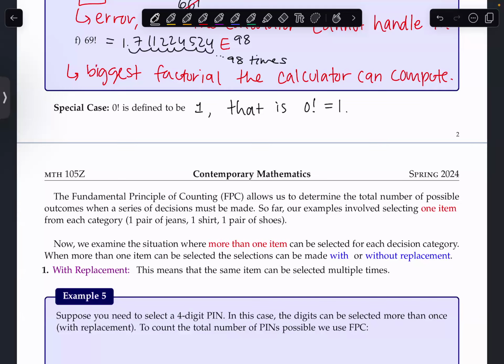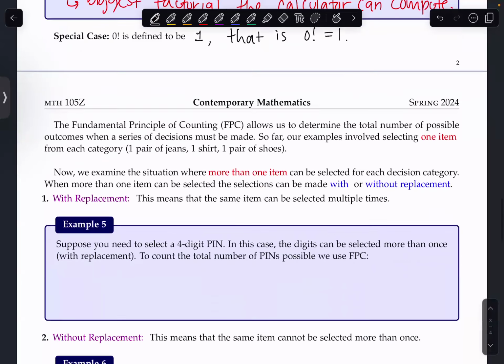So I only wanted 1 pair of jeans. I didn't want 2 or 3. I only wanted one shirt. I didn't want 2 or 3 on that either. And I only wanted 1 pair of shoes here. But what we're going to see is that we'll have plenty more situations where you need to choose more than one item within each category. And when more than one item can be selected, the selections can either be made by replacing or not replacing that item. And it's going to depend on our context here.